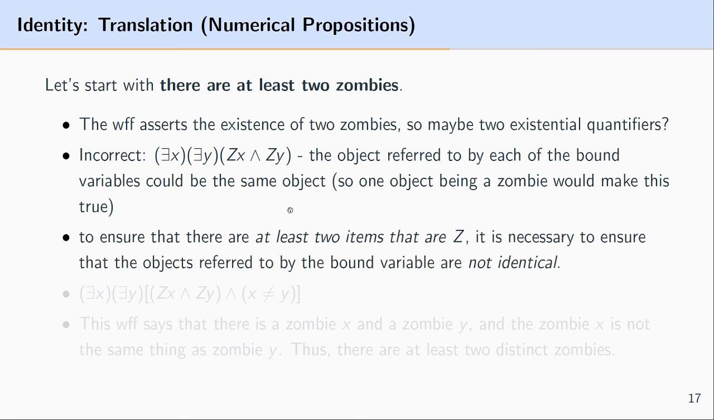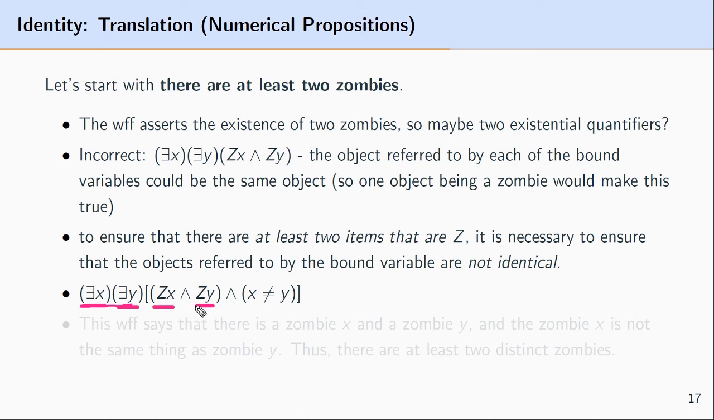So to ensure that there are at least two different things that have this property of being a zombie, it's necessary to ensure that the items that are in the scope of the quantifiers are not the same thing. So we want to make this evident. And the way to do this is again to use two existential quantifiers and say that both of the things picked out by the existential quantifiers, the X and the Y, are zombies, but we also want to say that they are not identical to each other. So we can write EX, EY, so there exists an X and there exists a Y, X is a zombie and Y is a zombie.